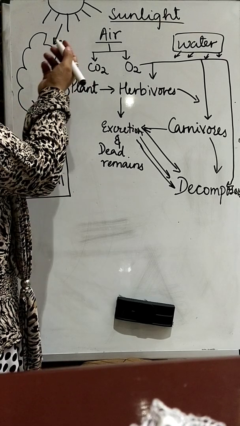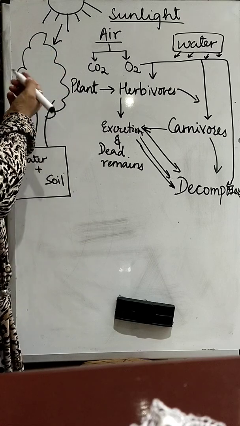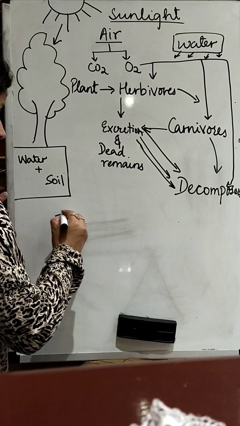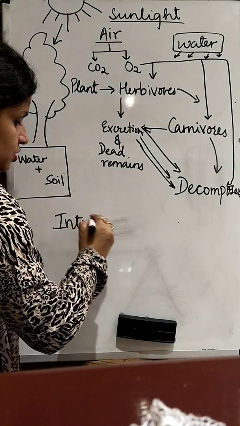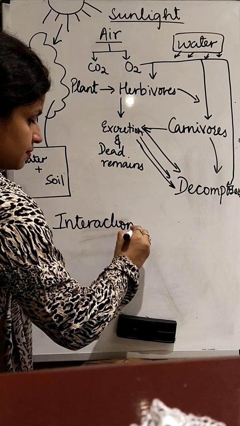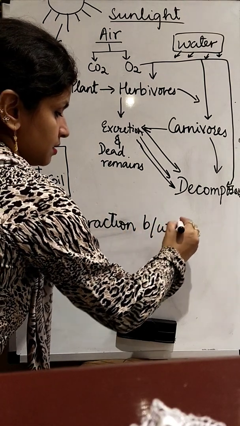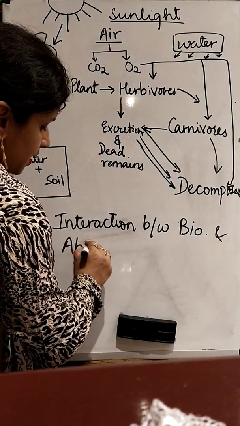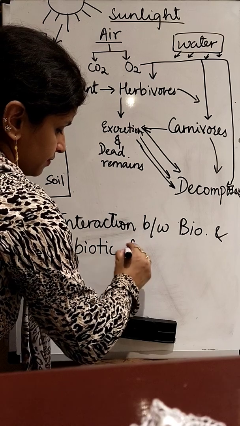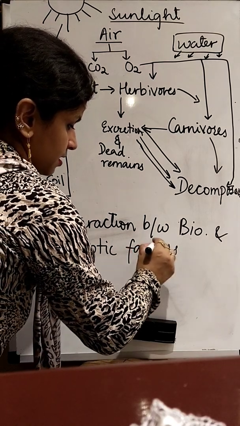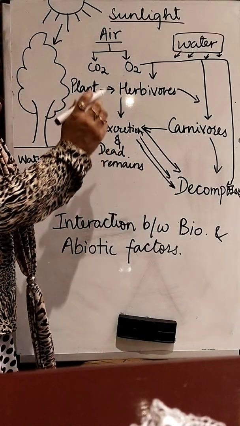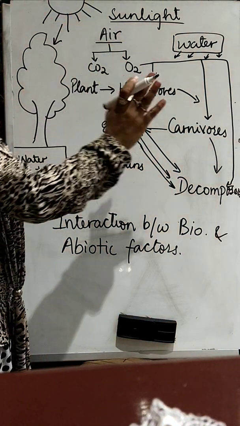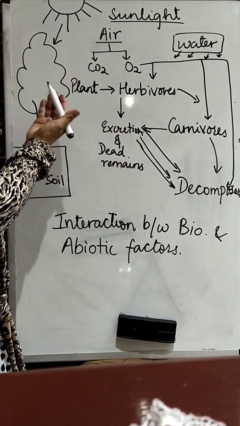Here in this lecture, I have told you that I will tell you about the interaction between biotic and abiotic components. So this is the interaction between biotic and abiotic factors. Class, in this lecture I will tell you about how plants are helpful for the animals and how animals are helpful for plants.